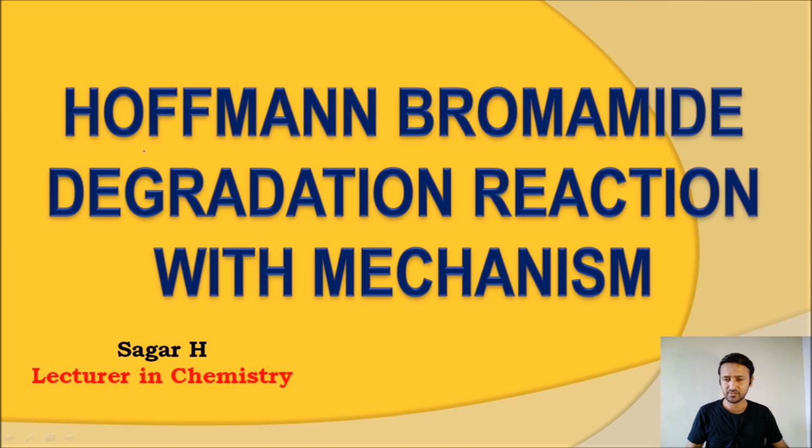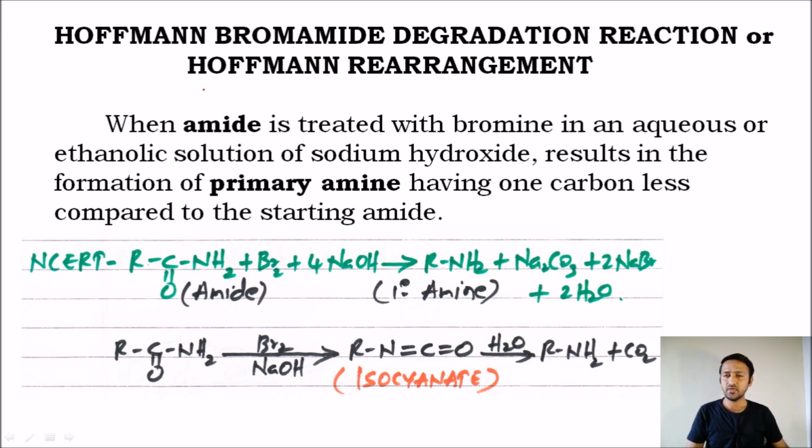Welcome to today's session. In this session I'm taking a named reaction called Hoffmann Bromamide degradation reaction with its mechanism. Okay, let us start first with the reaction. In Hoffmann Bromamide degradation reaction, we start with an amide and we convert an amide into a primary amine.